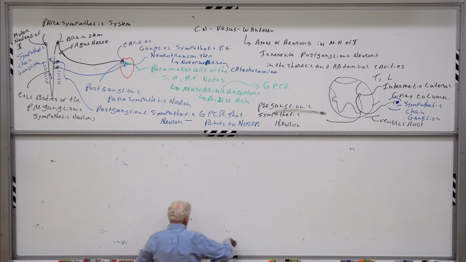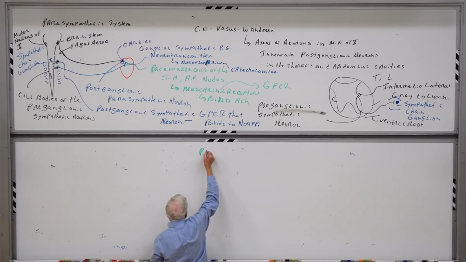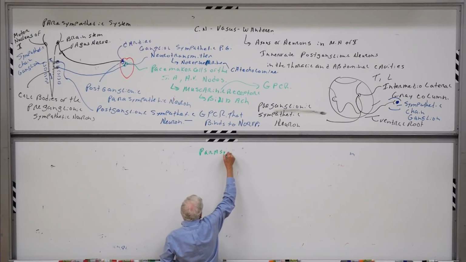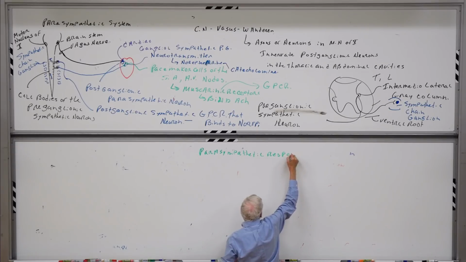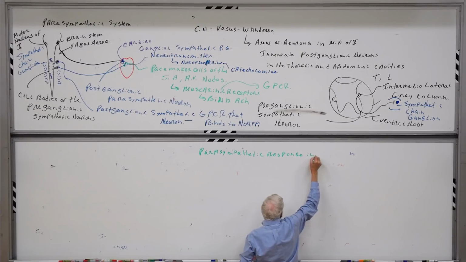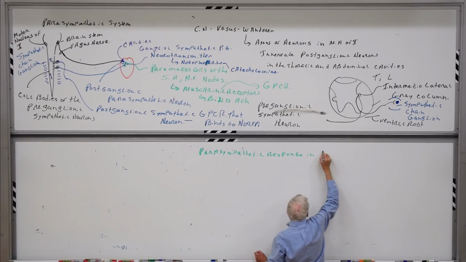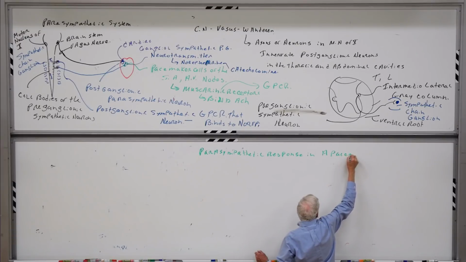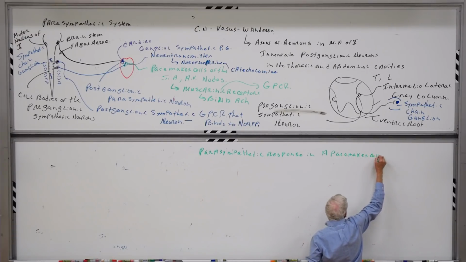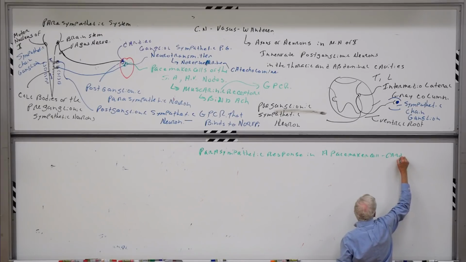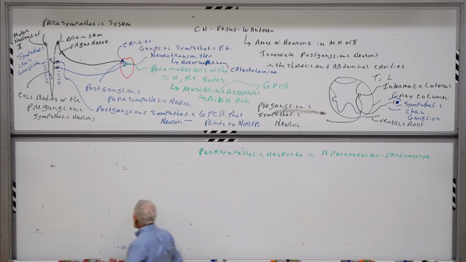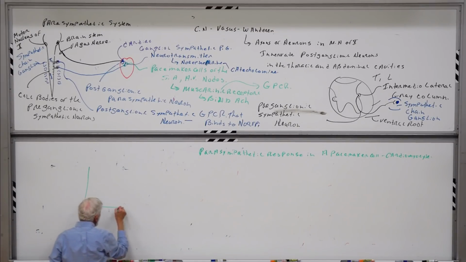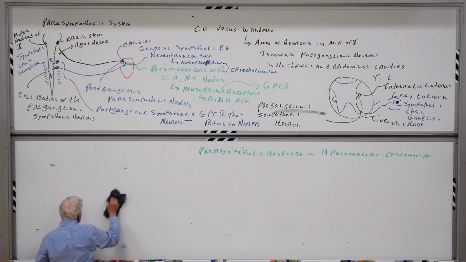So let's label this as parasympathetic response in a pacemaker cell. You can read, of course, cardiomyocyte. This box is intended to represent one of those pacemaker cells.